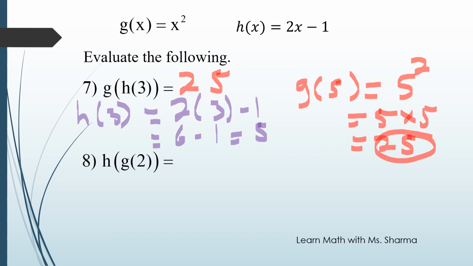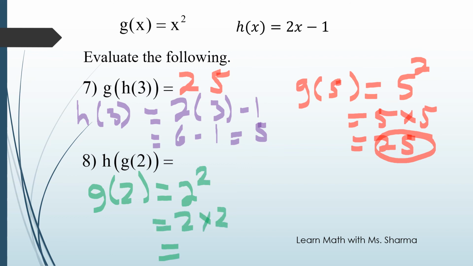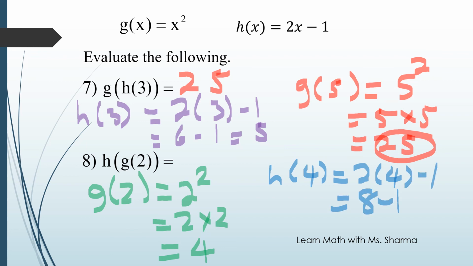Question 8 says h of g of 2. So we find g of 2, then plug it in h of x. G of 2 is 2 squared, which is 2 times 2, which is 4. Now we want to find h of 4, which is 2 times 4 minus 1, which is 8 minus 1, which is 7.